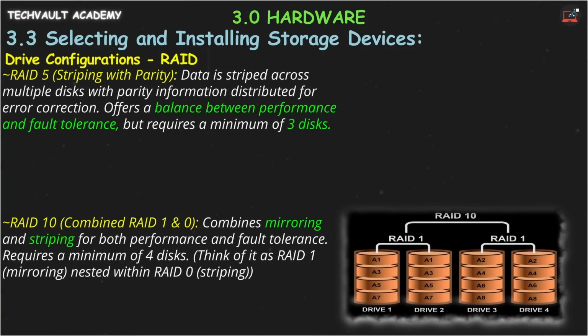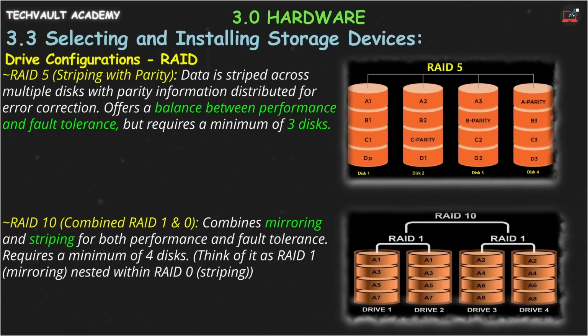RAID 5, striping with parity. Data is striped across multiple disks with parity information distributed for error correction. Offers a balance between performance and fault tolerance, but requires a minimum of 3 disks. RAID 10, combined RAID 1 and 0, combines mirroring and striping for both performance and fault tolerance. Requires a minimum of 4 disks. Think of it as RAID 1, mirroring, nested within RAID 0, striping.